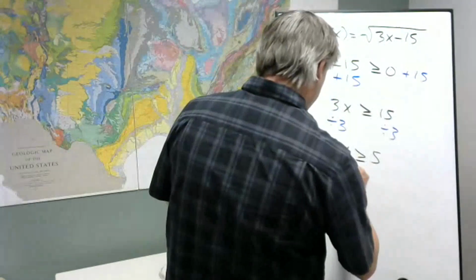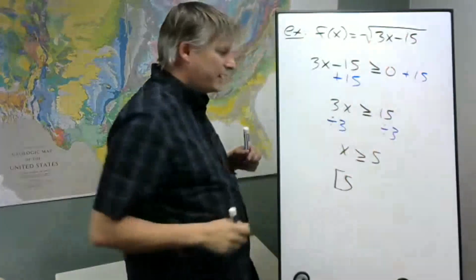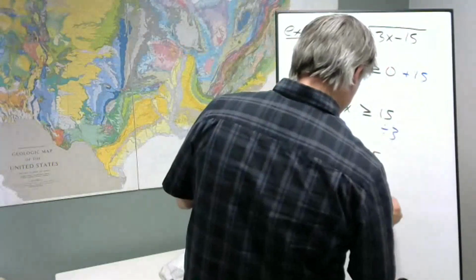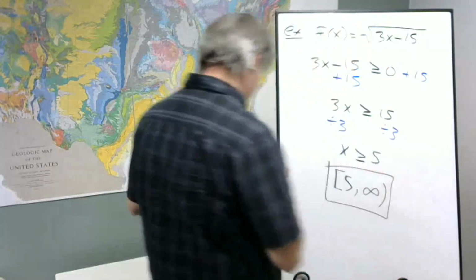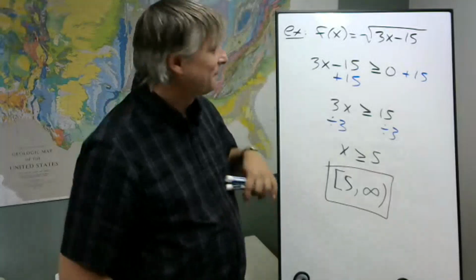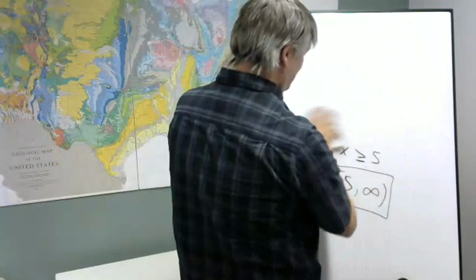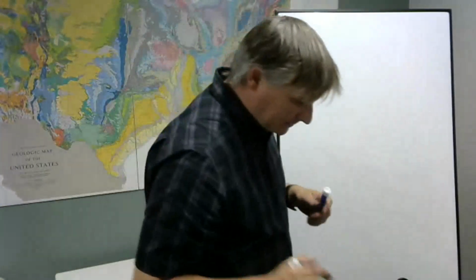And so that means the domain of this function, for this to never be negative, we have to choose an x that's 5 or greater. And then that's going to be our domain. That's our answer. And then let's try this one.